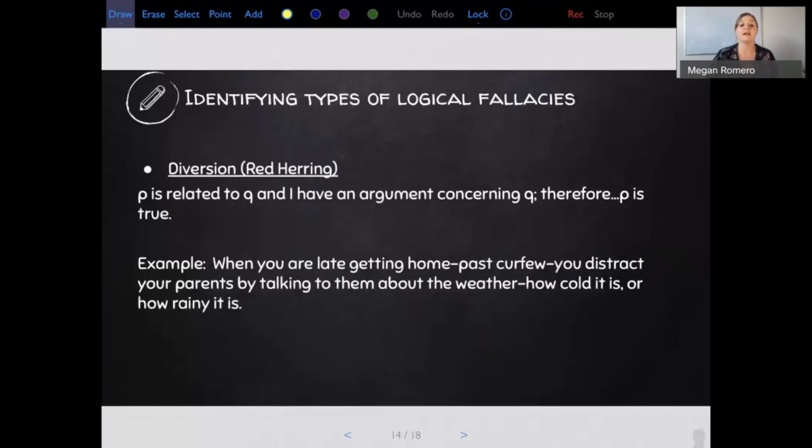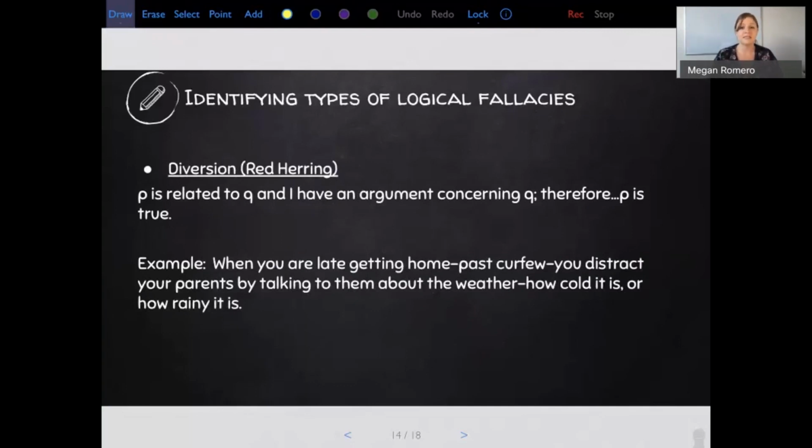Diversion, or a red herring. P is related to Q, and I have an argument concerning Q, therefore P is true. So for instance, when you're getting home late past curfew, you distract your parents by talking to them about the weather or how cold it is, how rainy it is, etc. So red herrings are kind of a look over here distraction.